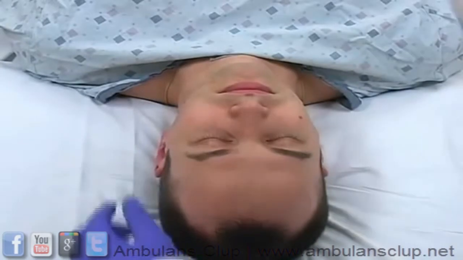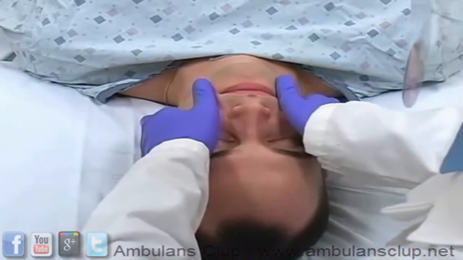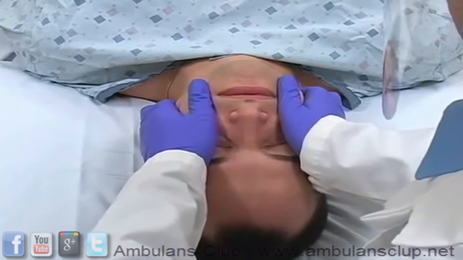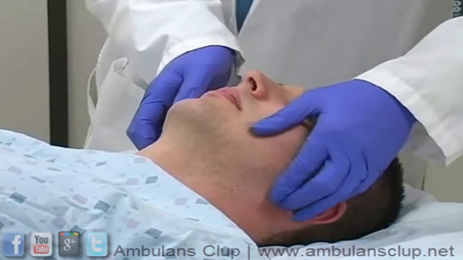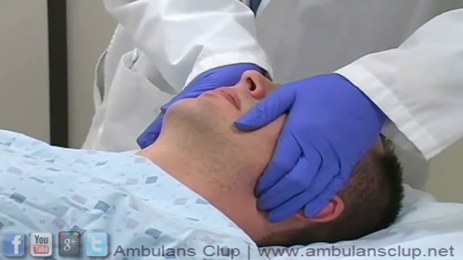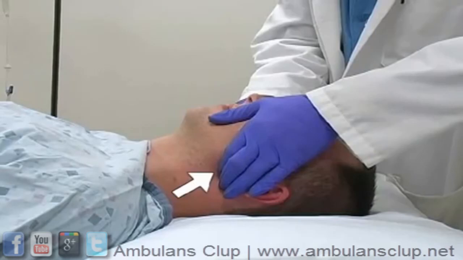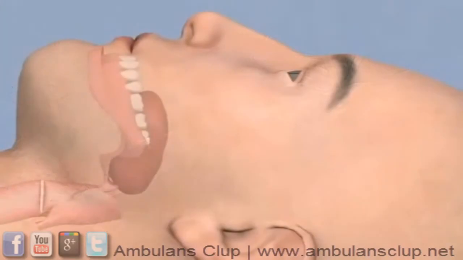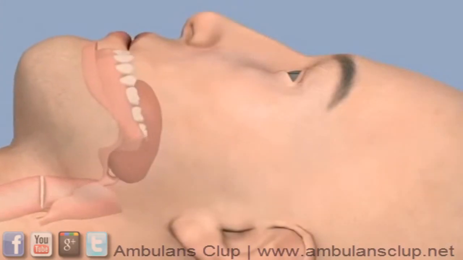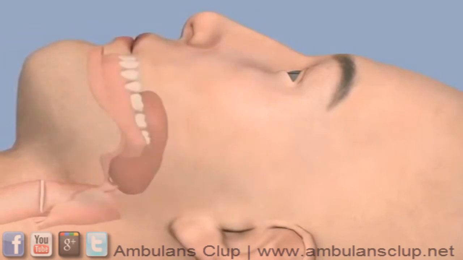The jaw thrust maneuver may also be used to open the airway. Unlike the head tilt chin lift method, extension of the neck is not required, and thus this technique is preferred in patients with cervical spine injuries. Stand at the head of the stretcher and place the heels of both hands on the temporal parietal areas of the patient's head. Next, grasp the angles of the mandible with your index and long fingers and displace the jaw anteriorly. This maneuver moves the tongue along with the mandible, thus relieving upper airway obstruction.